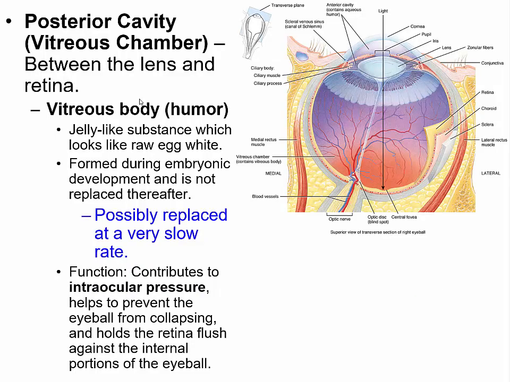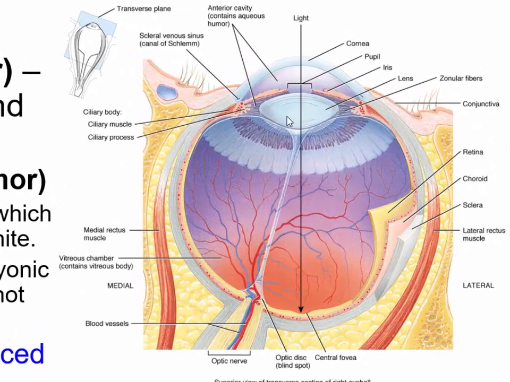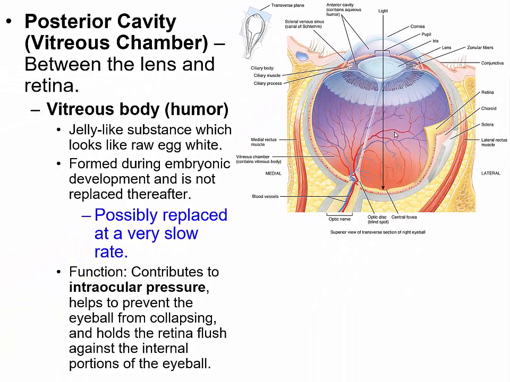The posterior cavity, or vitreous chamber, lies between your lens here and your retina. And the vitreous humor is a jelly-like fluid that fills this area. Basically it looks like raw egg white. It's formed during embryonic development, and it's very viscous in consistency. Now, aqueous humor is very watery in consistency. This vitreous body or humor is very jelly-like in consistency. It's formed during embryonic development, and it's not replaced thereafter.